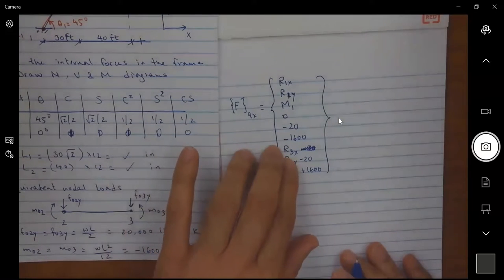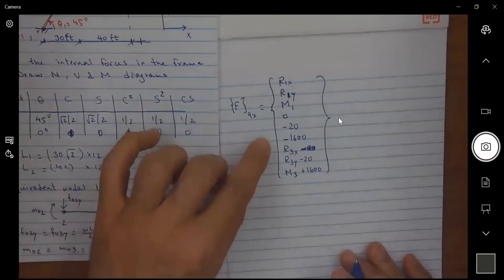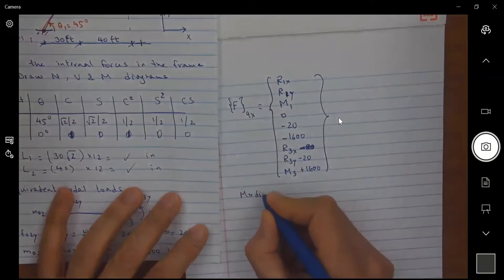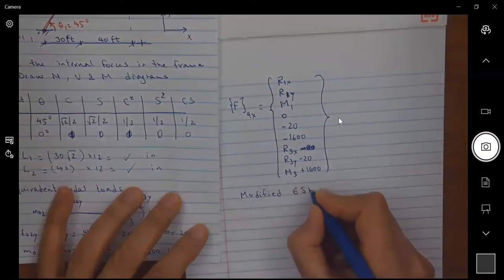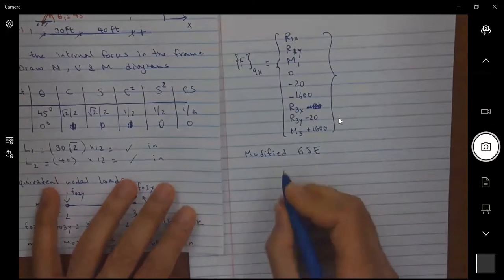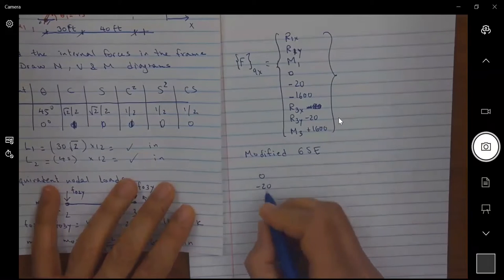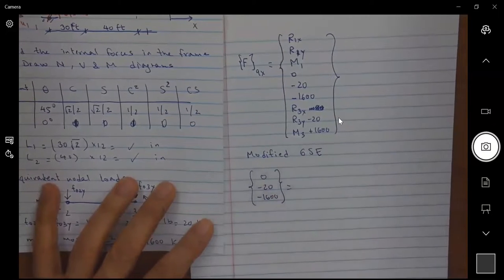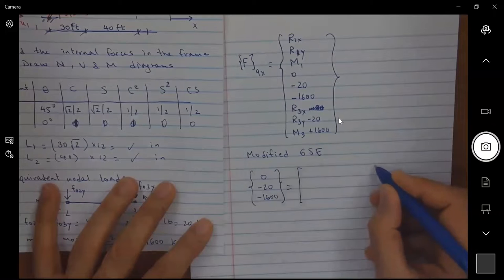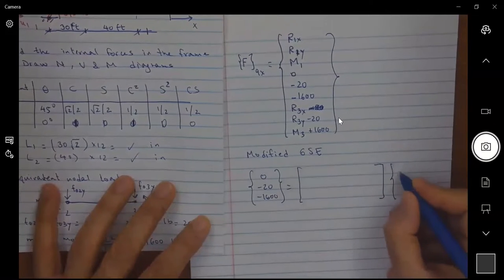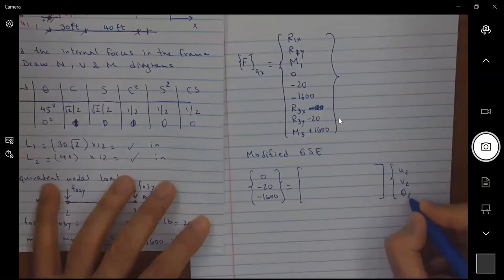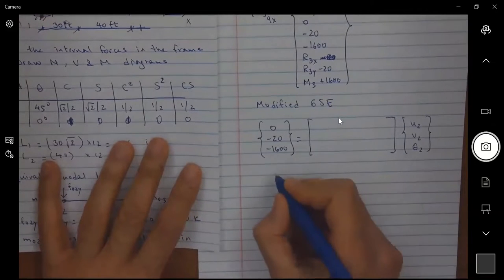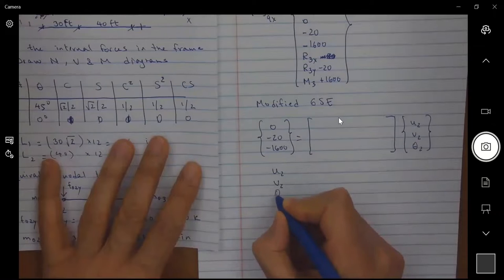Yeah, I know this is not going to affect your modified equations, because with your modified equation, you're simply using these. So for the modified global stiffness equations, you're going to end up having a 0, a minus 20, and a minus 1600 equal to this 3 by 3 multiplied by U2, V2, and theta 2. And you can solve for U2, V2, and theta 2.